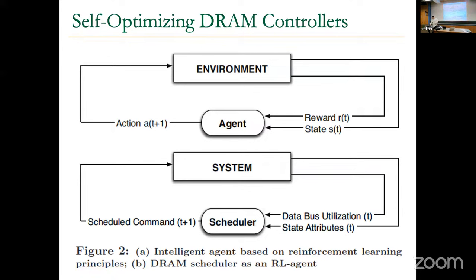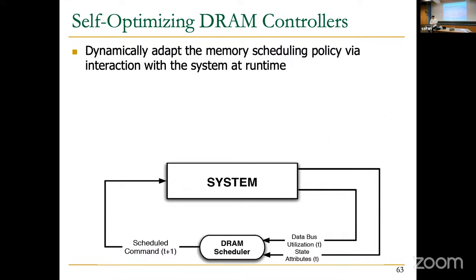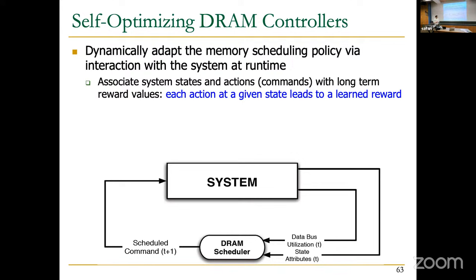So in our case, the agent is the scheduler. It schedules commands. That's the actions it performs. It gets a reward in terms of data bus utilization. And the state attributes I'll describe in more detail in the upcoming slides. Our goal here is to choose actions that will maximize the reward we get. So this is the high-level idea of self-optimizing DRAM controllers, obviously in the context of reinforcement learning. Our goal is to dynamically adapt the memory scheduling policy by interacting with the system at runtime. The system associates rewards.